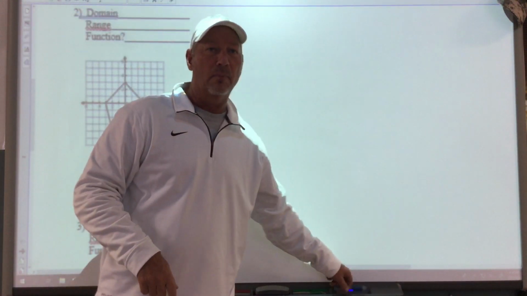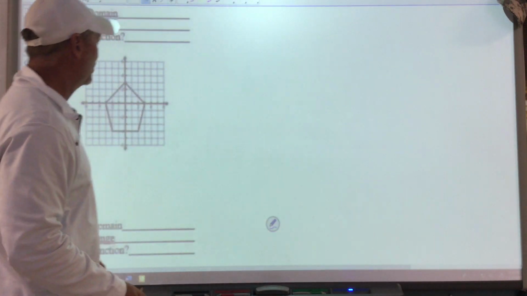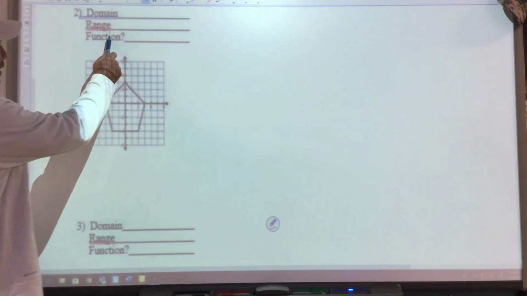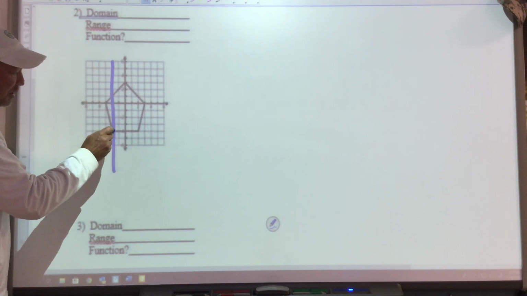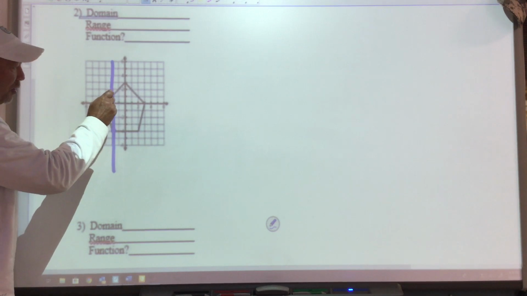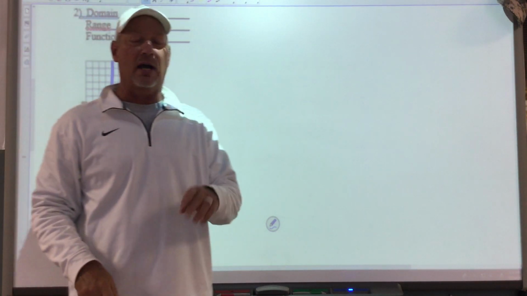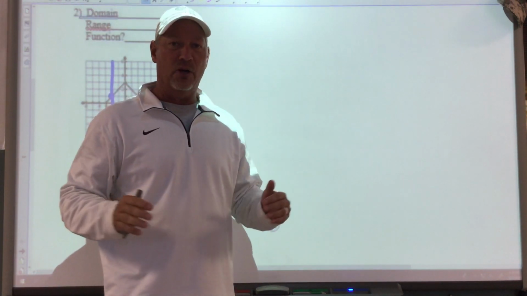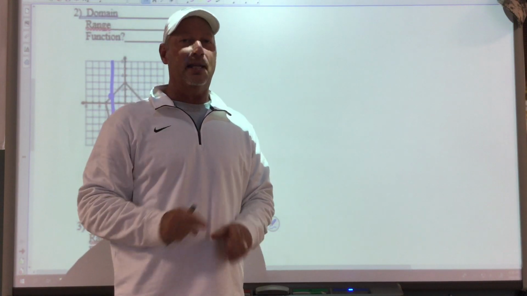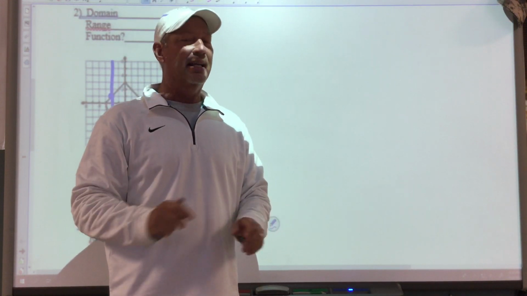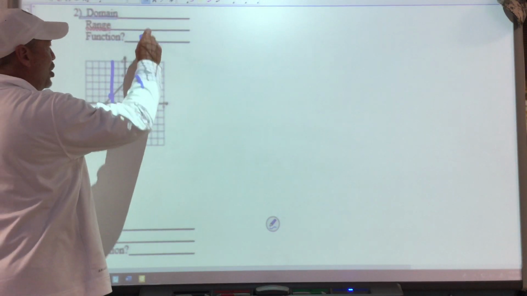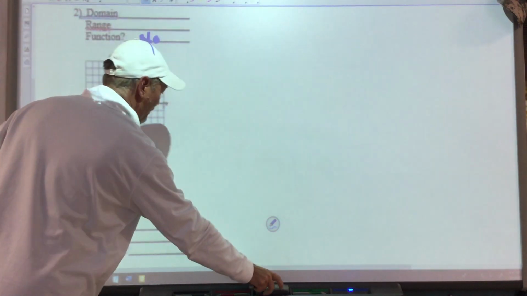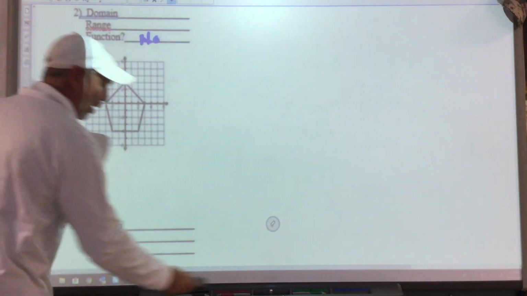I'm going to be on problem number 2. Look at problem number 2. Is it a function? Well, if I draw a vertical line, I would touch 2 times. That makes it not a function. When you draw your vertical line and it touches more than 1 time, it is not a function. So we would say, no, it's not a function.